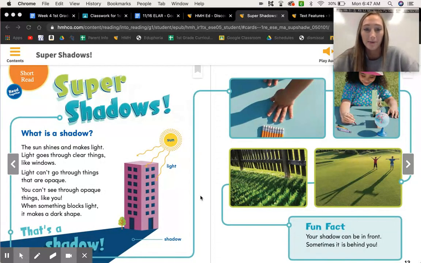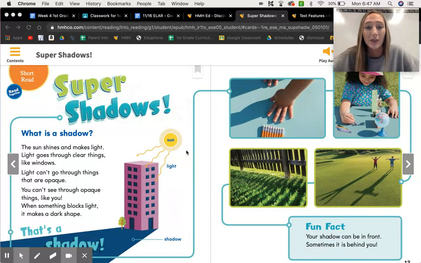The shadow. So I read the story in the read aloud and I explained it, but I didn't acknowledge the labels in this picture. So remember that text features are so important. And one of our main text features are labels. So these labels explain exactly what is happening to create this shadow.